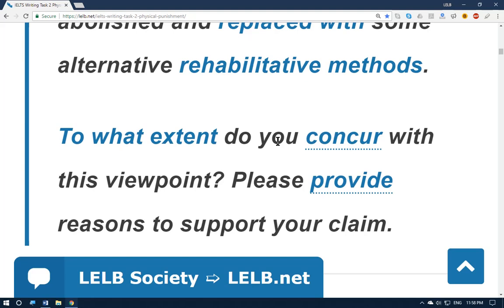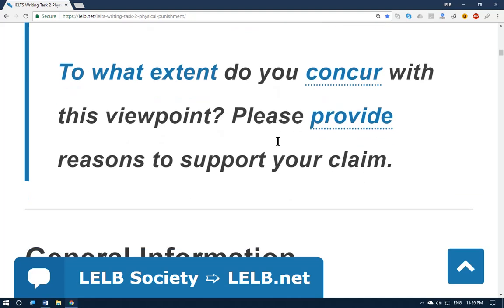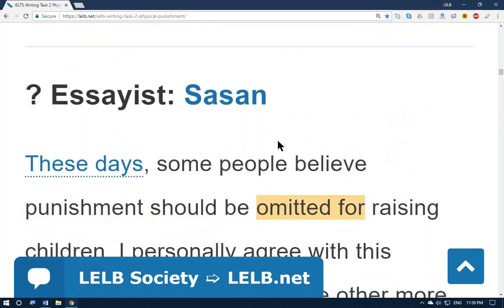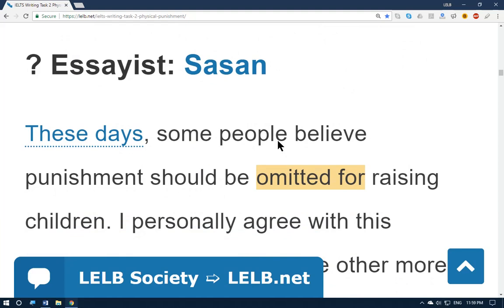This is the topic. Whether or not you agree with the concept of corporal or physical punishment imposed on children or not. So let me go to the essay. The essayist is Sasan, one of the active essay writers on LELB Society. So let's see how he has developed this essay.